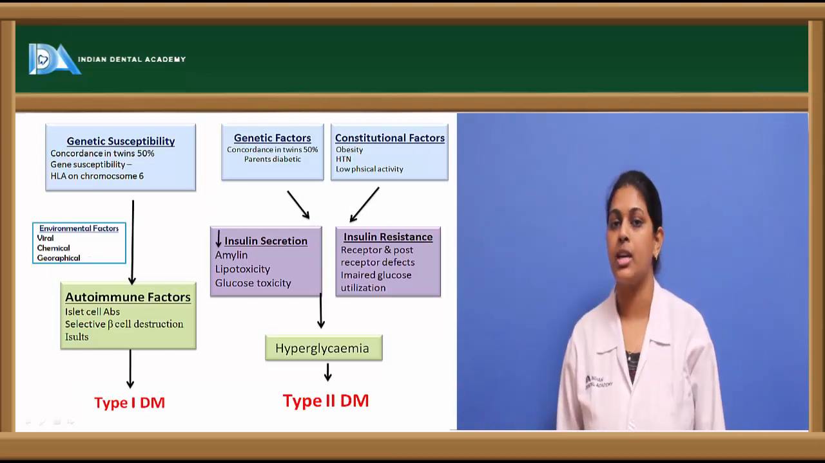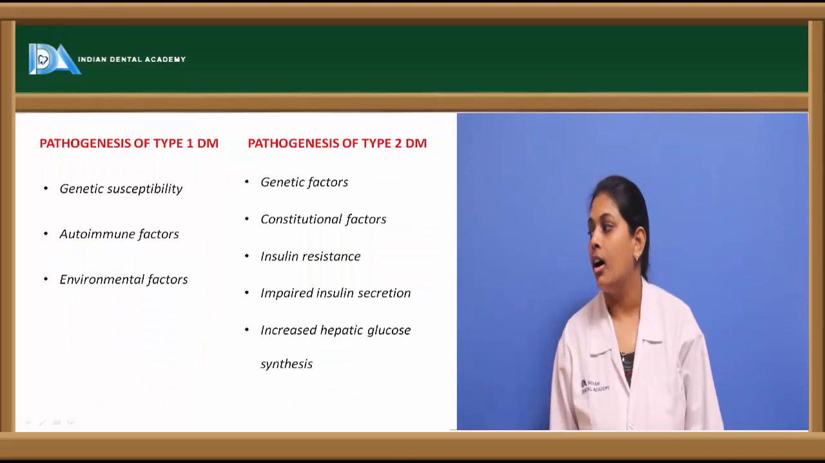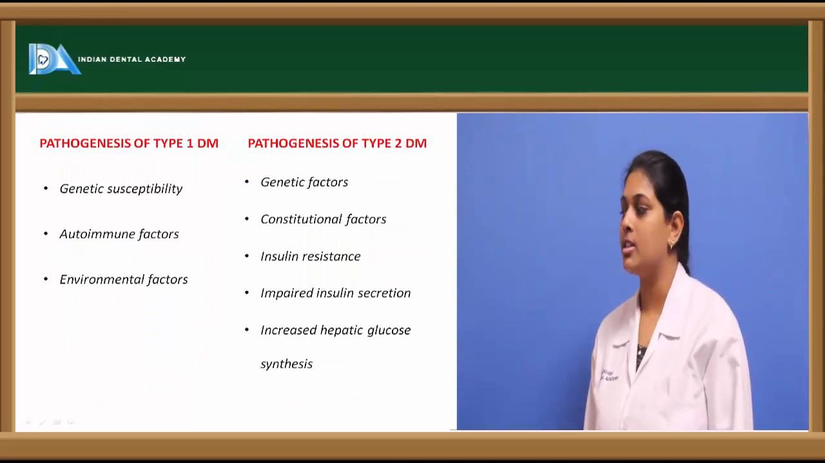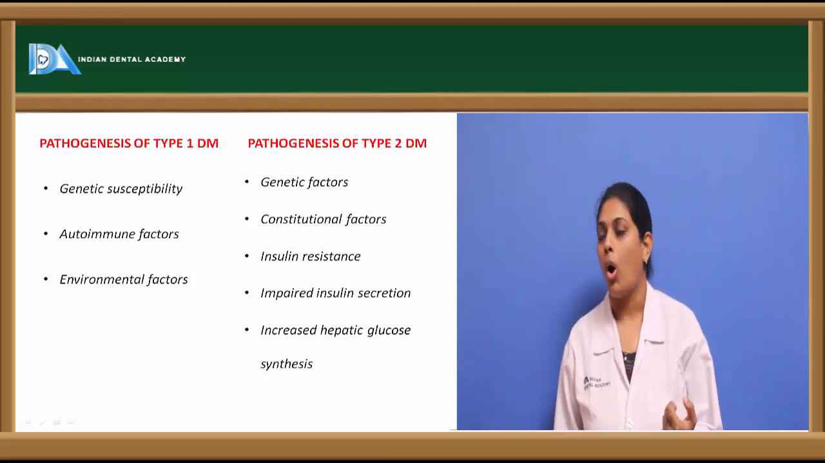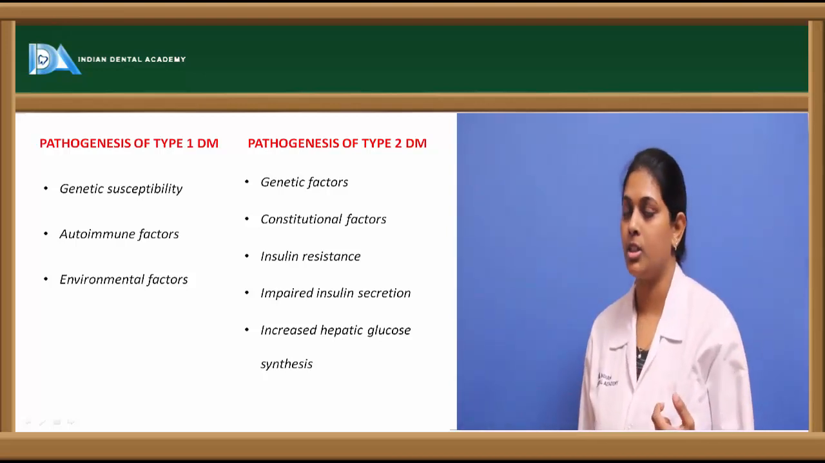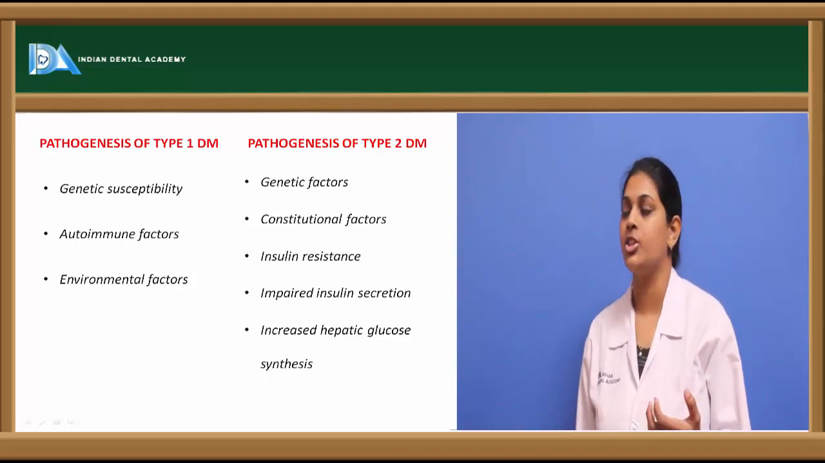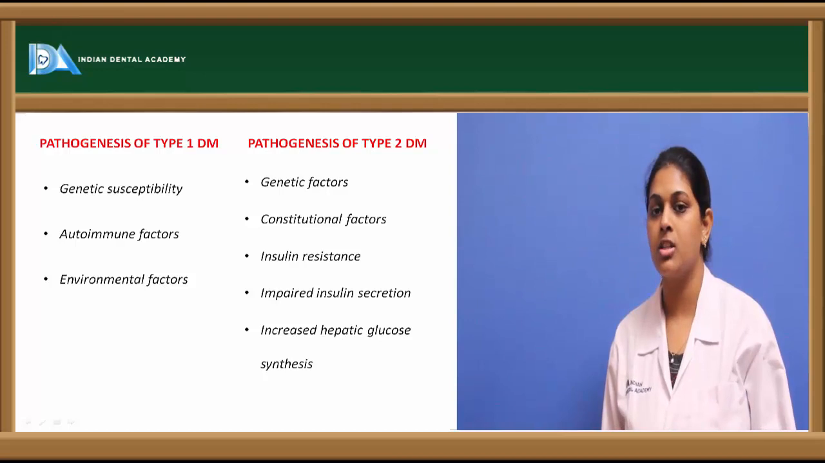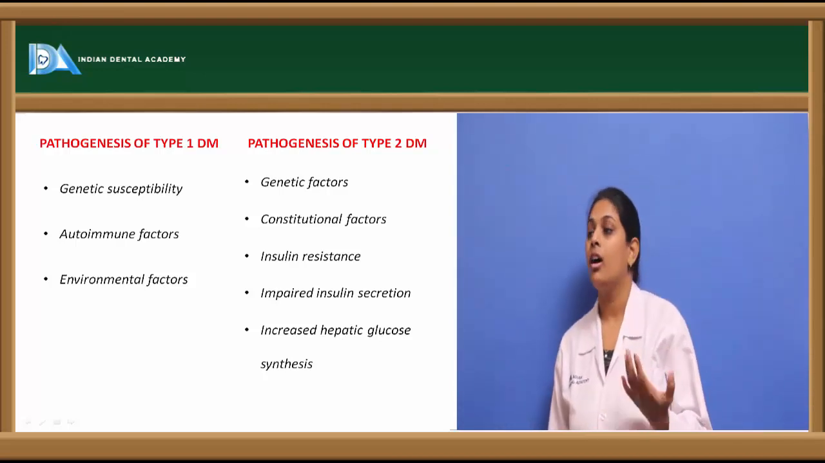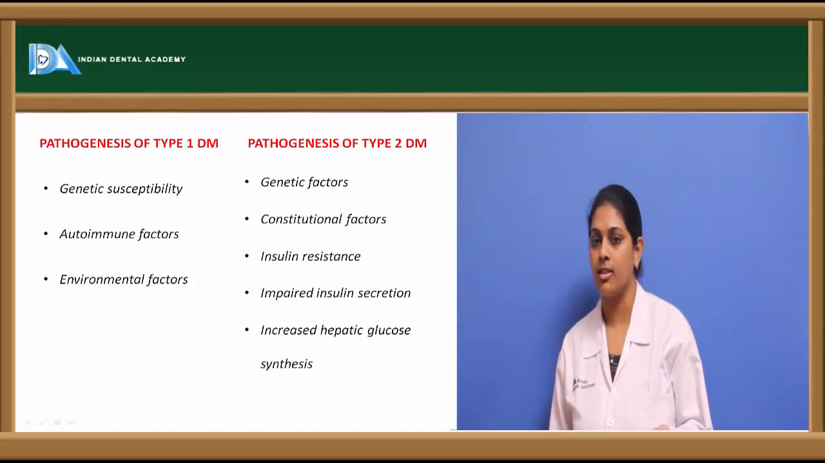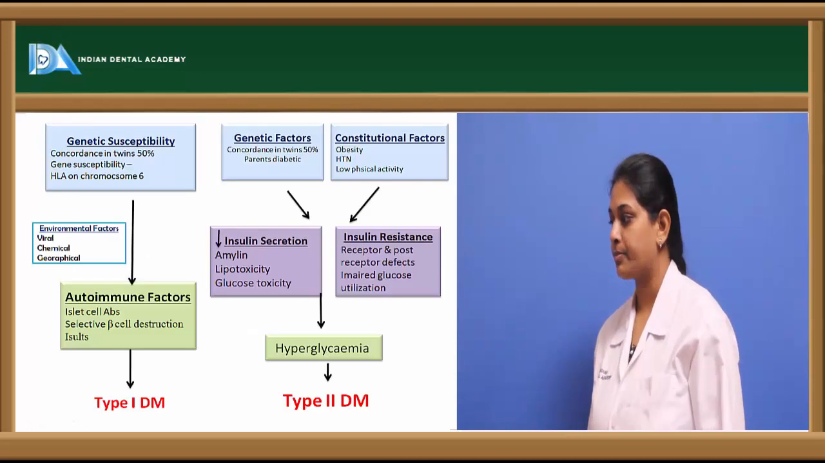So coming to type 1 diabetes and type 2 diabetes mellitus and the pathogenesis. Usually in the pathogenesis of type 1 diabetes mellitus, there are factors such as genetic susceptibility, autoimmune factors, and environmental factors. Whereas in the pathogenesis of type 2 diabetes mellitus, there are genetic factors, constitutional factors, insulin resistance, and impaired insulin secretion, as well as increased hepatic glucose synthesis, which cause the pathogenesis of type 2 diabetes mellitus.